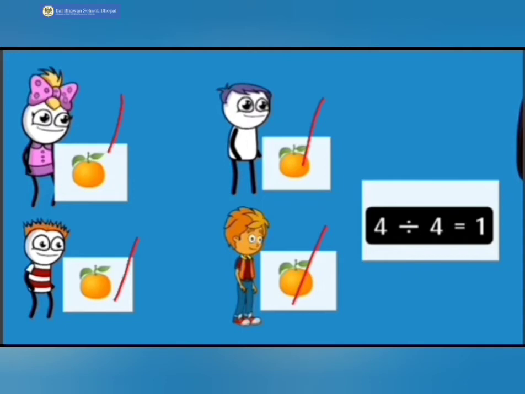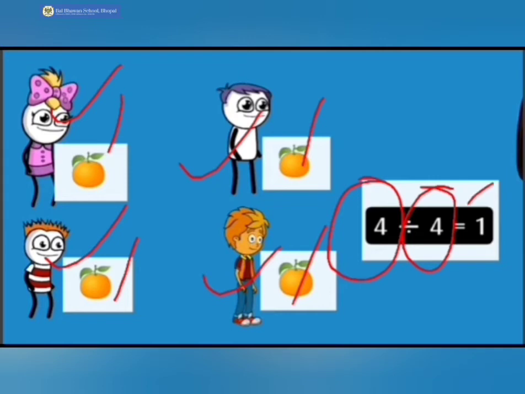How many children are there? 4. How many oranges are they getting? 1 each. 1 each means 1 is given to every person, which is equal to 4 oranges. It tells us that any number divided by the same number gives 1 as a quotient.